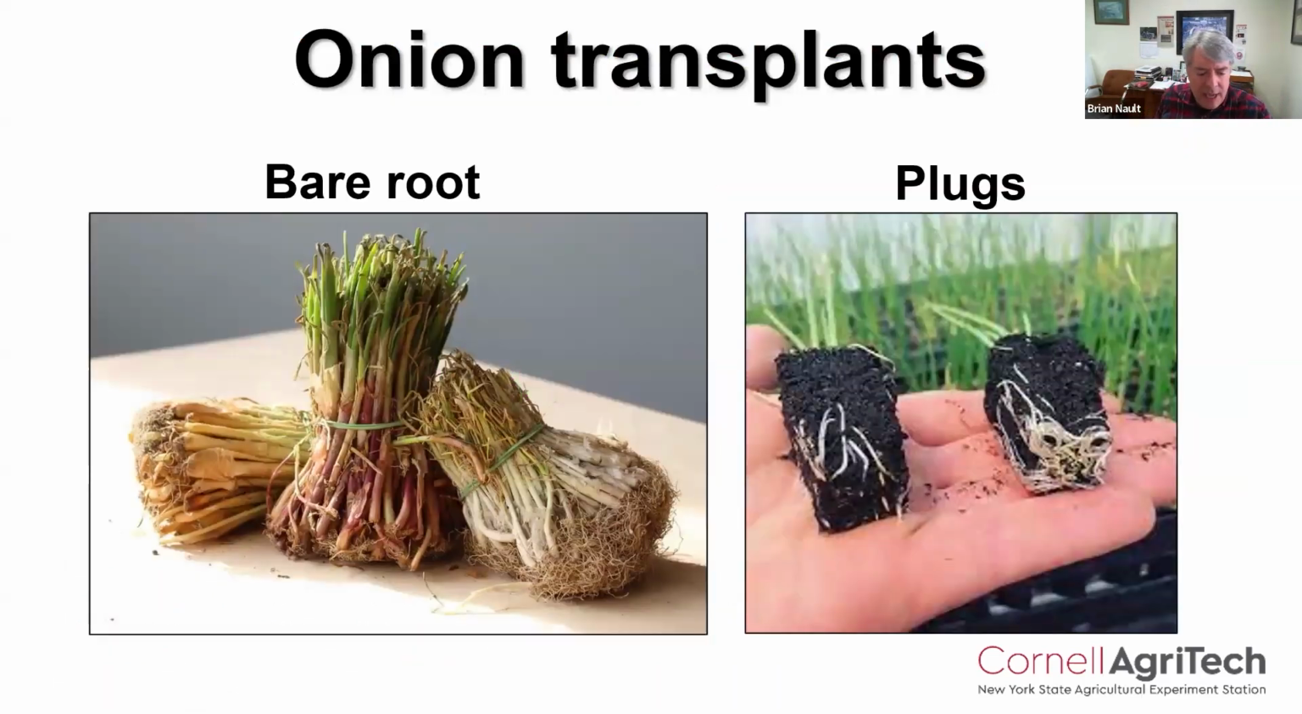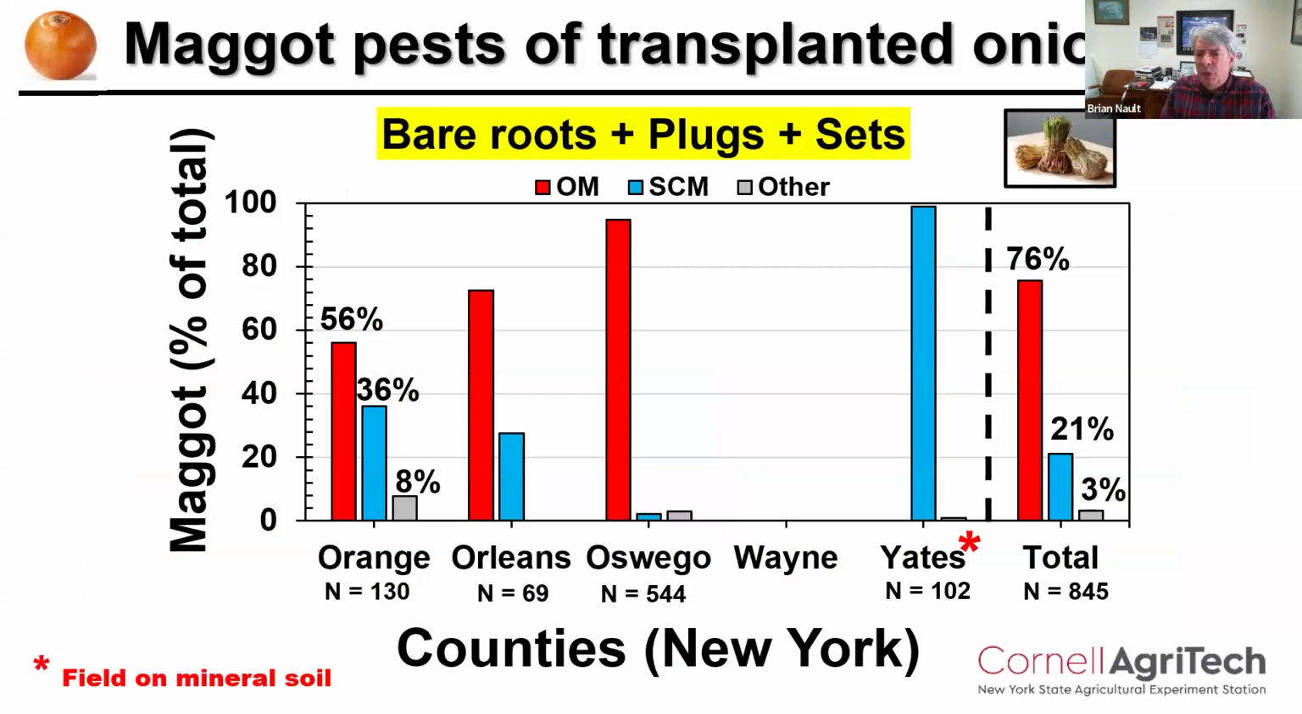All right, I only have another 5 minutes or so left, so I'm going to finish up by talking about maggot management and transplants. So in terms of what species we find in transplanted onions, overall, it's very similar to what we see in direct seeded onions, but we see a big range in differences. So for example, in Orange County in the southeastern part of the state, we tend to see more seed corn maggots infesting transplanted onions, whether they're bare roots, plugs, or sets. Definitely more seed corn maggot.